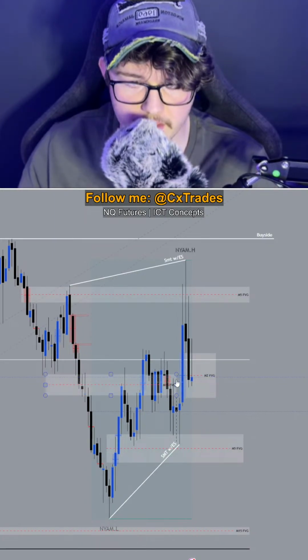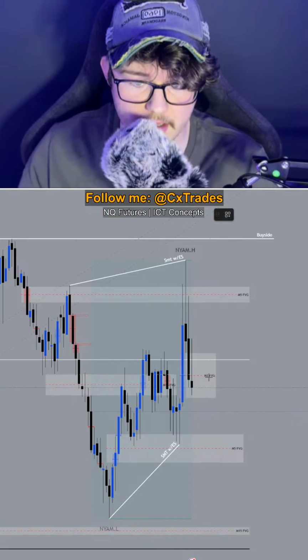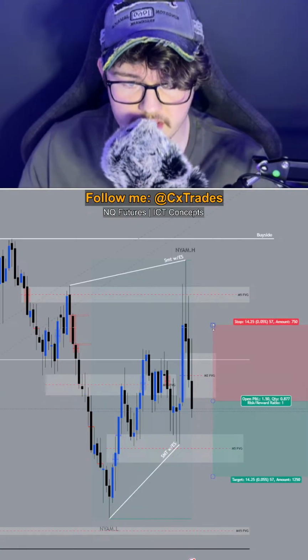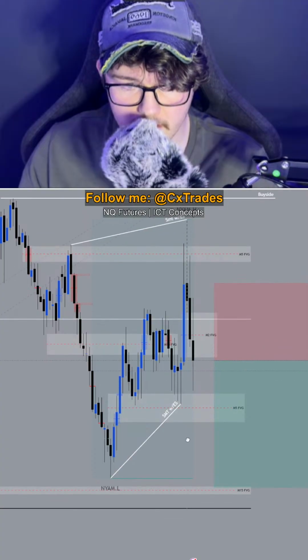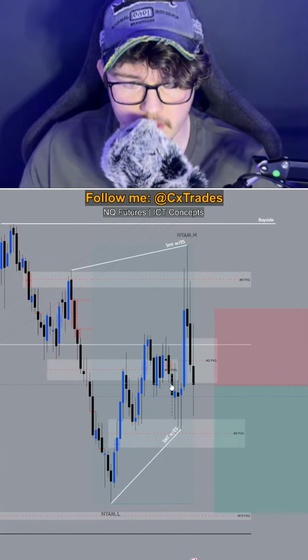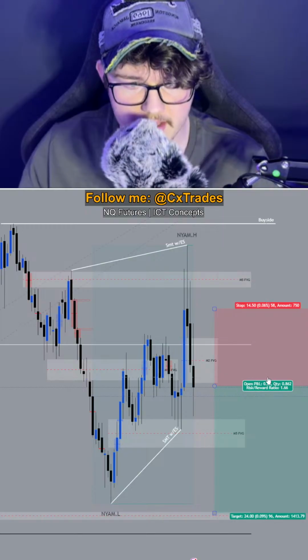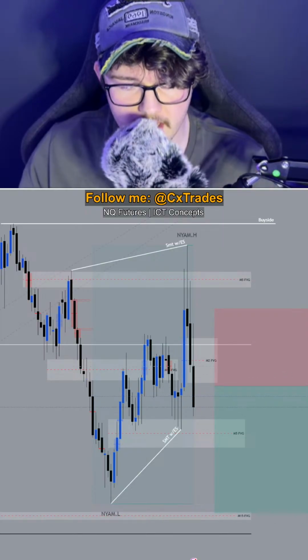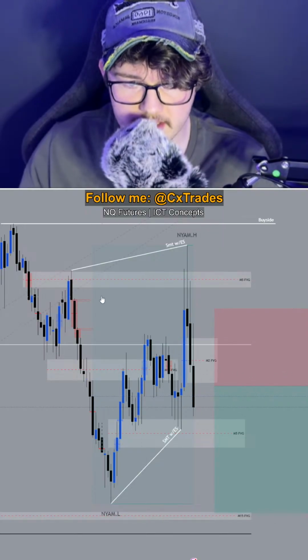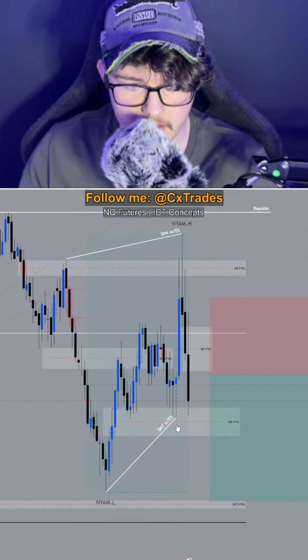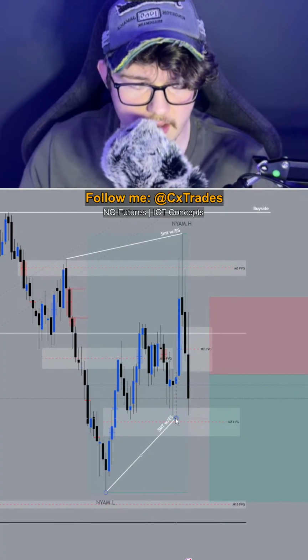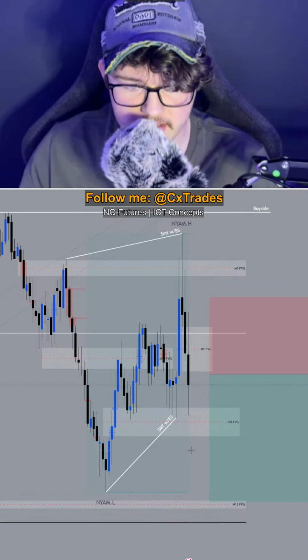So if we got this M2 here, it would technically be a mechanical A+, but it's just not a good setup. I'll tell you exactly why. At the minute, the indices are uncorrelated. ES is moving up while NQ moves down and vice versa. We have SMT at the highs and at the lows, which also indicates chop and uncorrelation among the indices.